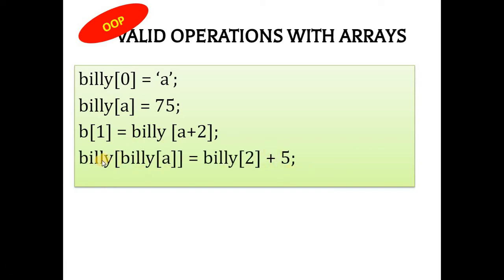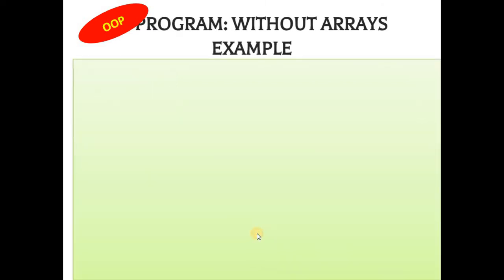So here you can see that an array can be an index of another array, such as Billy[A]. So this is also a valid operation with arrays.